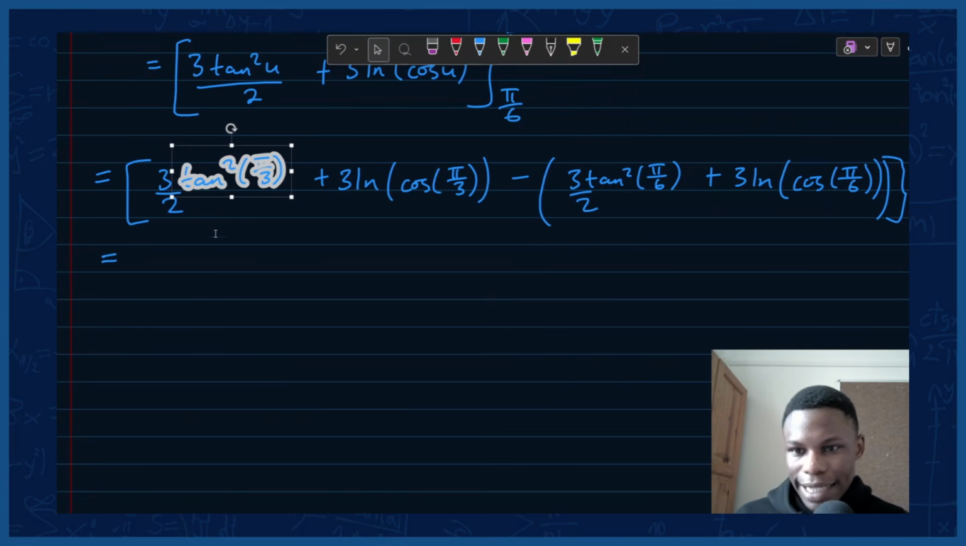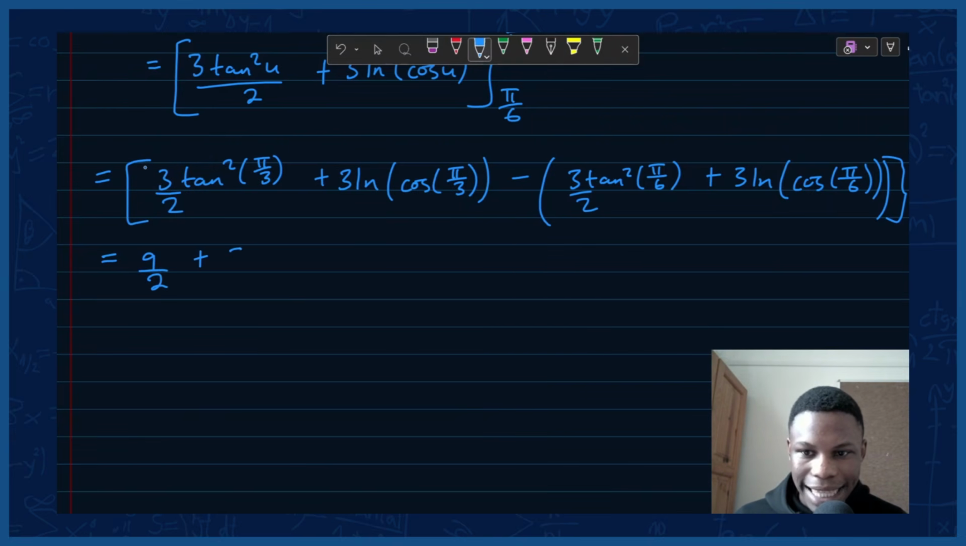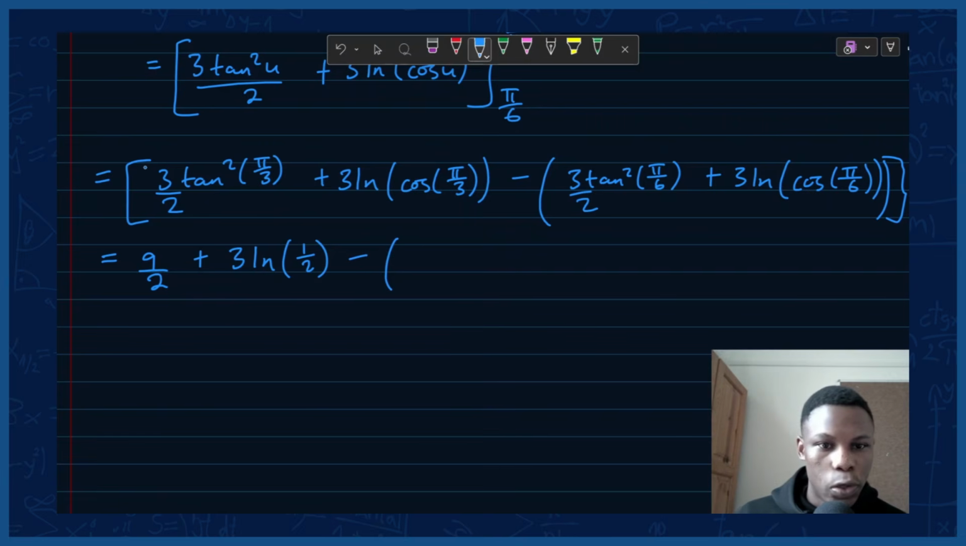So tan pi over 3 is root 3, and then square that. That's 3. And so I've got 3 multiplying my 3 over 2, which gives me 9 over 2, plus 3 ln, then evaluate cos pi over 3. Cos pi over 3, that's 1 over 2, so 3 ln 1 over 2. This is the upper limit. Now let's do the lower limit.